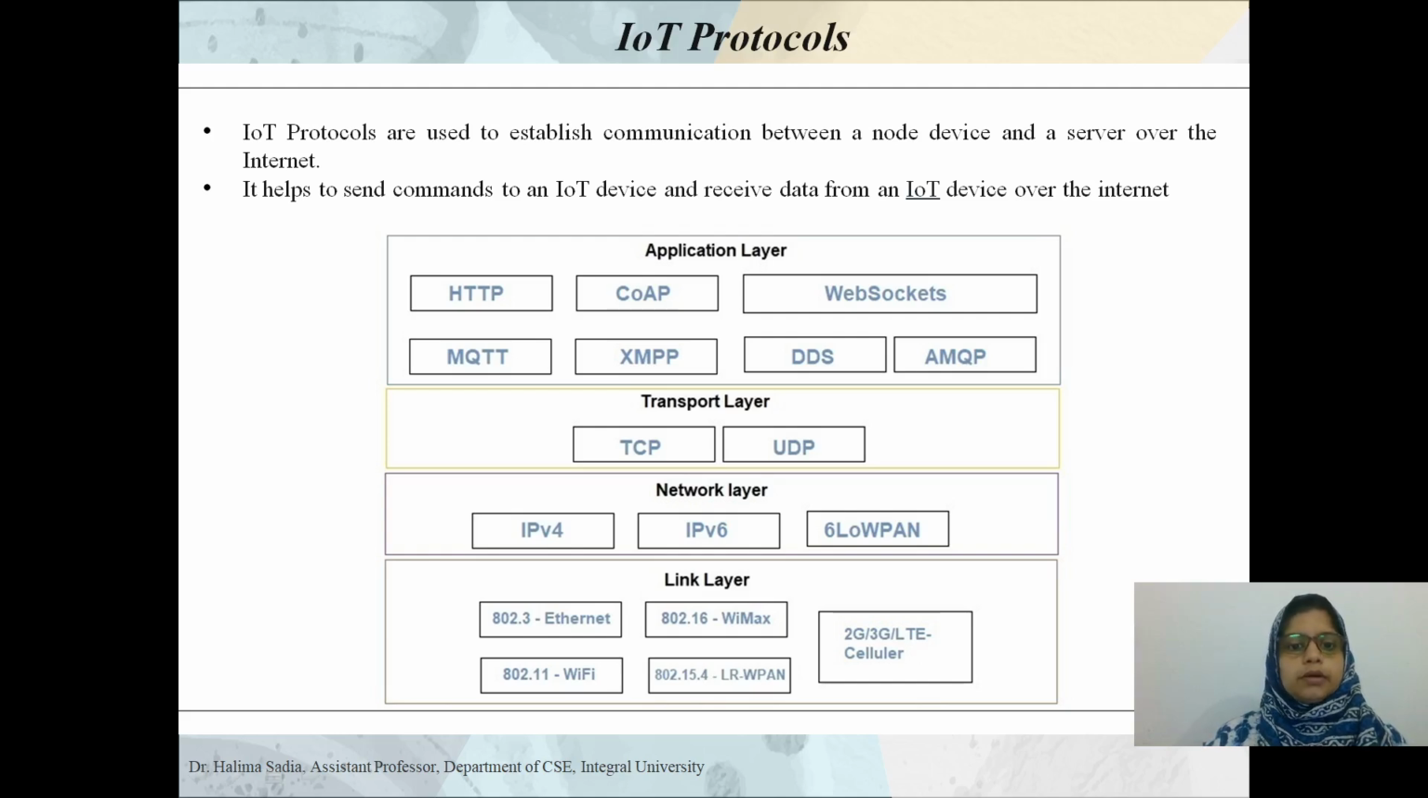If we remember, whenever a particular device communicates with other devices, we require a set of protocols or a set of rules through which this communication is made possible. So these devices can communicate with the other devices through protocols or rules which are known as IoT protocols. The protocols are defined as a set of rules, regulations, and guidelines of how to react to commands from another device. IoT protocols are used to establish communication between a node and a server over the internet.